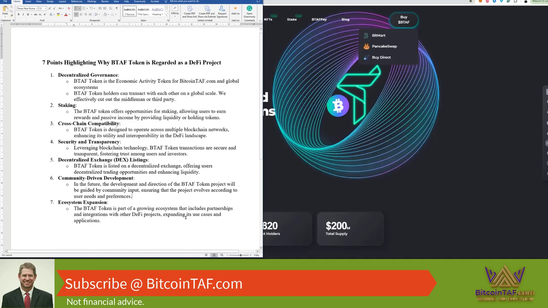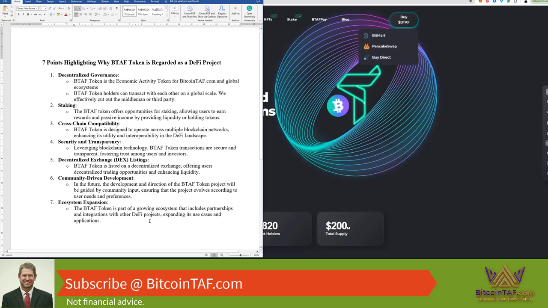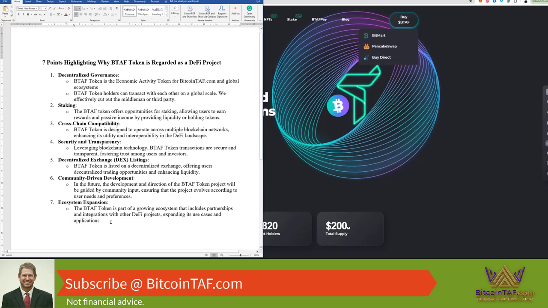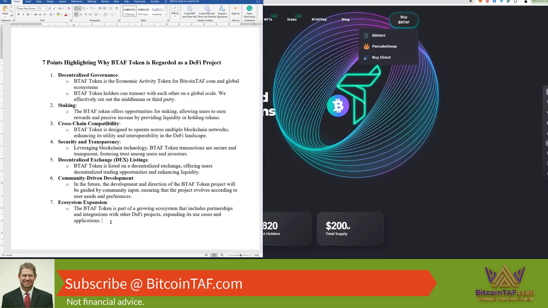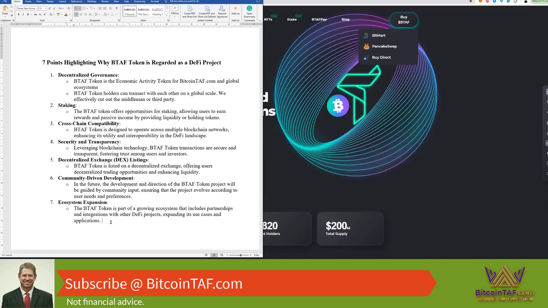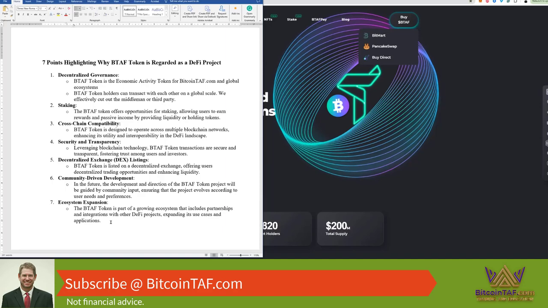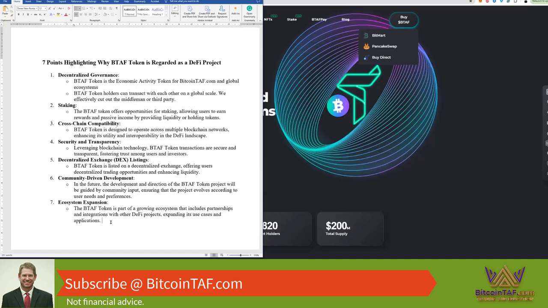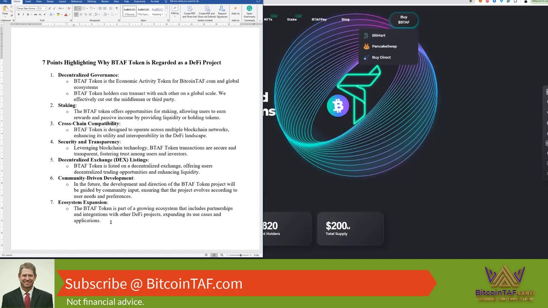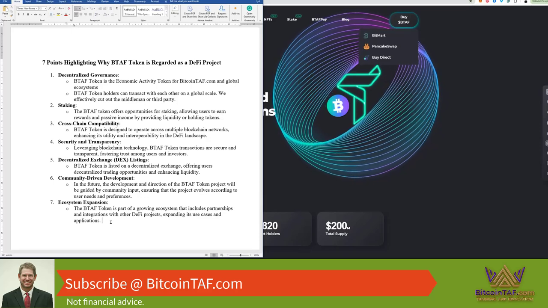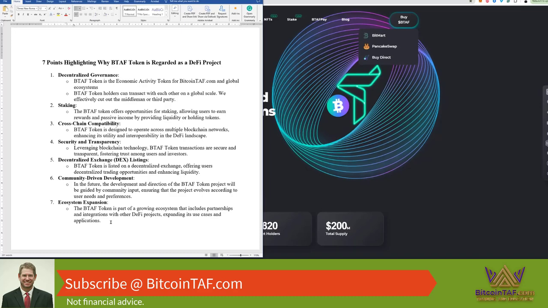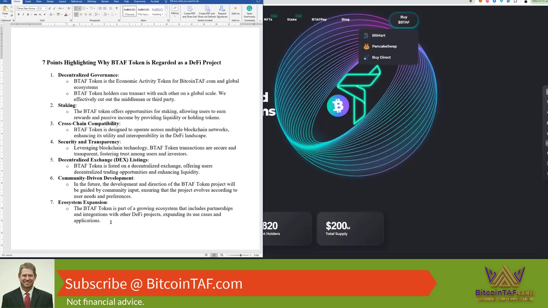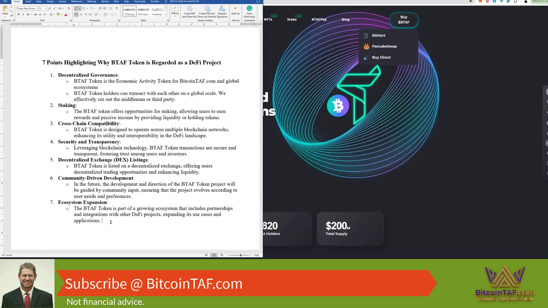The BTAF token is part of a growing ecosystem that includes partnerships, integrations with other DeFi projects, expanding its use case and applications. For example, are we going to go and create a payment system? Are we going to incorporate with other payment systems? Are we going to go and launch the BTAF token on other websites that also do what we do, where you can take the BTAF token and pay for subscriptions, certain products? Are we going to launch that potentially on betting websites, where people bet, where people do things on websites, where they play games? These things are going to explode, and we cannot exclude ourselves from that growing ecosystem, the expansion.